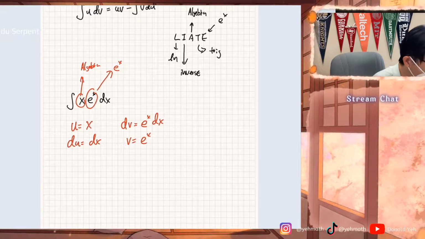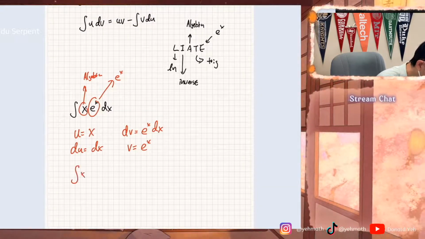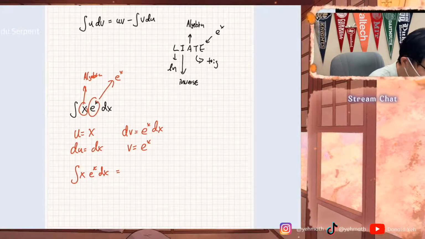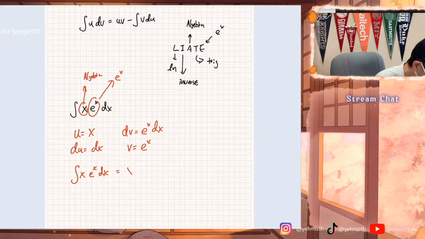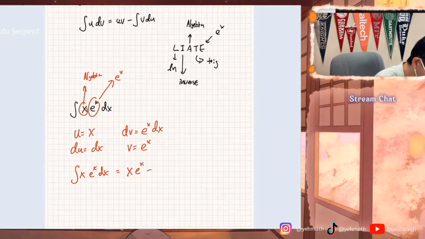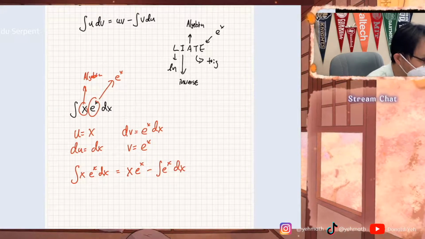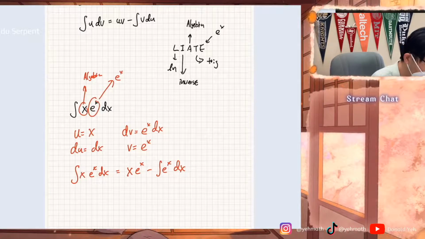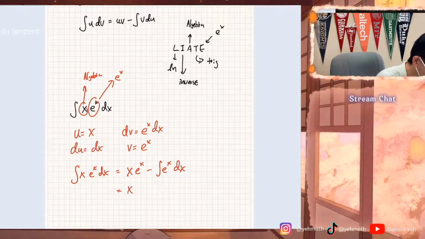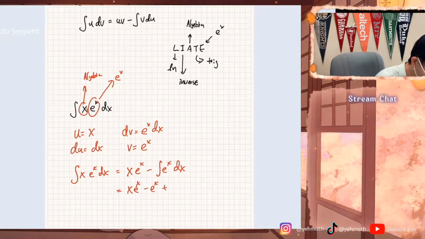So then all we gotta do is follow the arrangement. Okay, so the integration of x e to the x dx is equal to what? uv, which is x e to the x, minus the integral of e to the x dx. Who the hell came up with this? It's a reverse product rule. So x e to the x minus e to the x plus c.